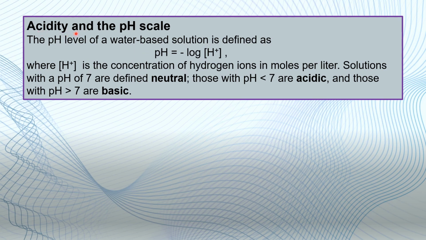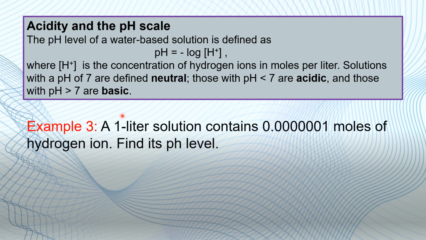Logarithm in acidity and the pH scale. The pH level of a water-based solution is defined as pH equals negative logarithm of H plus, where H plus is the concentration of hydrogen ions in moles per liter. Solutions with a pH of 7 are defined as neutral. Those with pH less than 7 are acidic, and those with pH greater than 7 are basic.